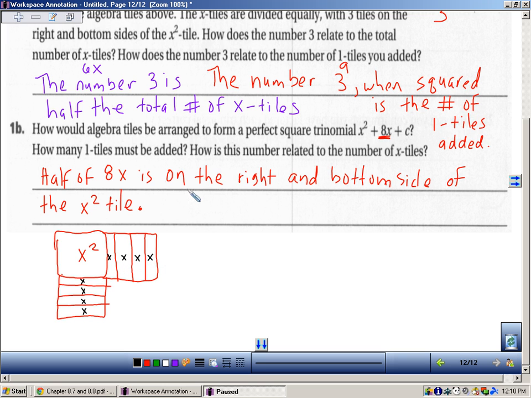Now, so how many 1 tiles must be added? Well, we said there's 4 here across the top, 4 here across the lower left-hand corner. And so you can see that there's going to be a total of 16.